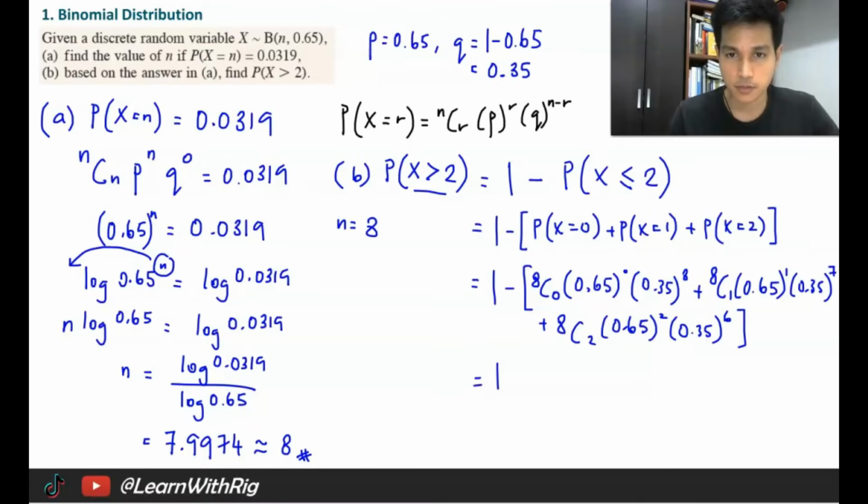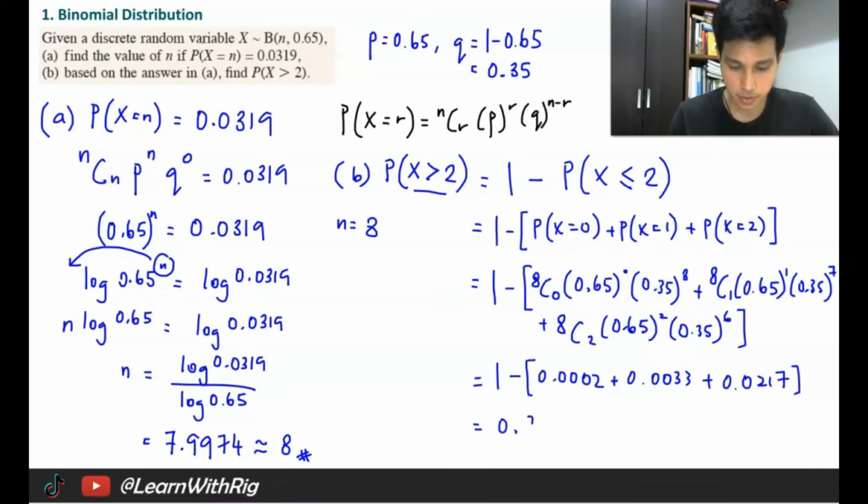Now you can straight away calculate. You get 1 minus, what's in the bracket now, you should get 0.0002 plus 0.0033 plus 0.0217. So your final answer should be 0.9748. I've done all this previously, so that's why I can find the answer fast, because I don't want to waste time calculating for you. If I make any error, please just type in the comment or let me know.